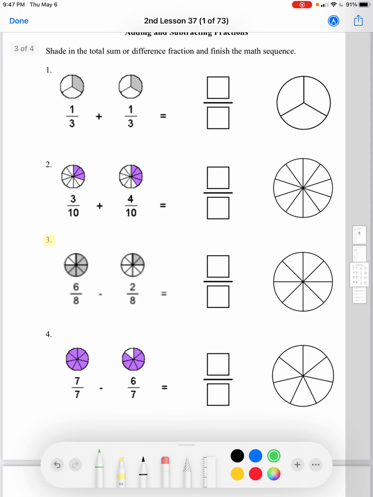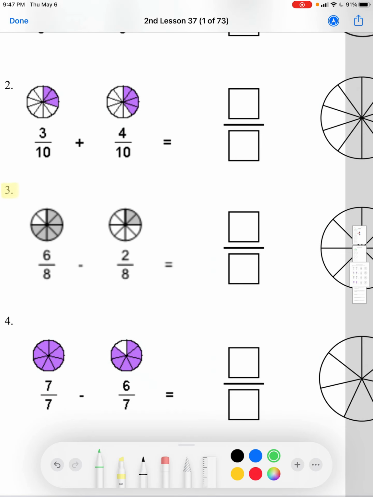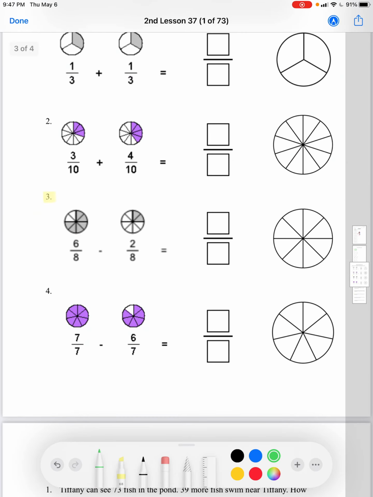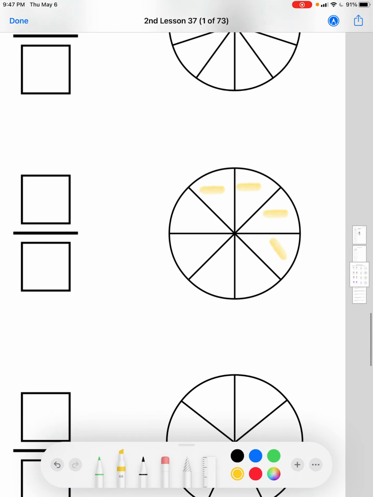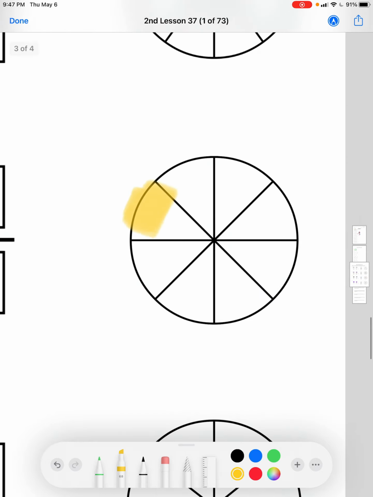Now let's go over adding and subtracting fractions. We'll go over number 3. We have 6 over 8 minus 2 over 8 equals blank. And we have this blank circle cut into eighths, and we're just going to shade in it. So let's start with 6/8. Let's just shade in 6/8. We have 1, 2, 3, 4, 5, 6, 7, 8. So we're going to shade in just 6 of them. Doesn't matter which 6, just as long as you shade in 6.